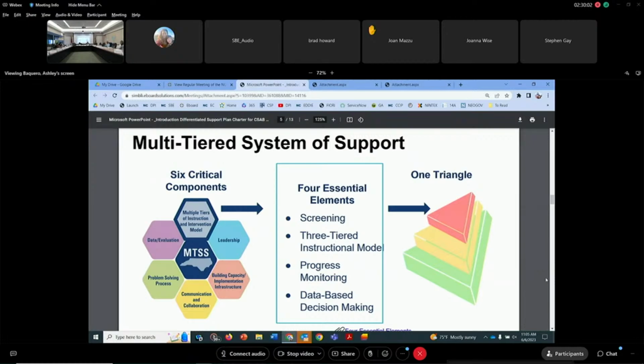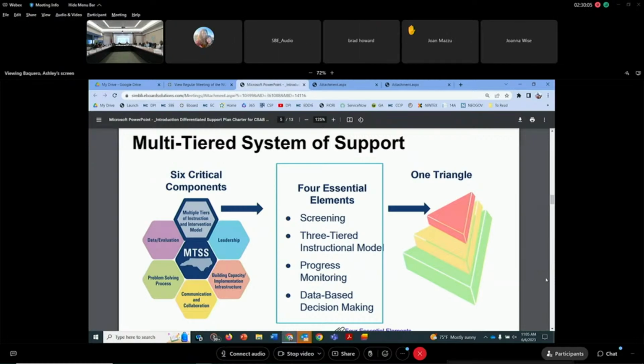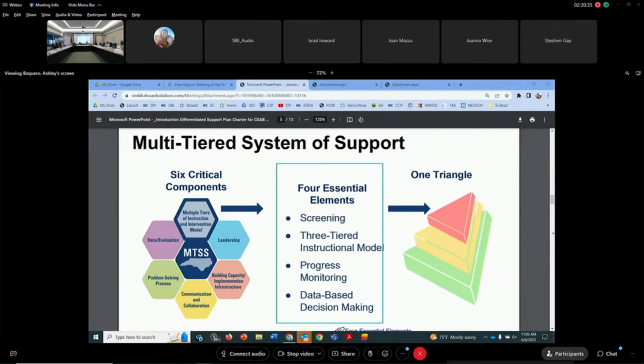In addition to those components, there are 4 essential elements that are the ongoing visible activities in an MTSS. Without these 4 elements, you are not doing MTSS. These 4 elements live within the 6 critical components and provide us with a tangible way to help schools install the framework. You can see here, they include screening, tiered instruction, progress monitoring, and data-based decision making.